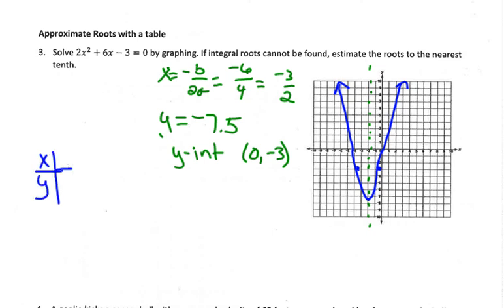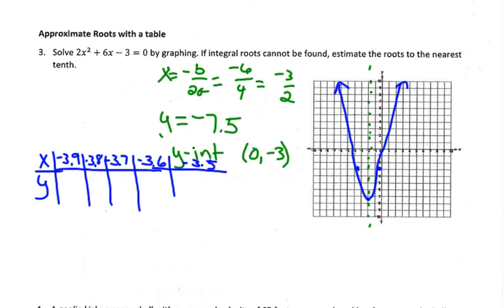And this is going to be all calculator work. I'm going to go up by tenths. So I need negative 3.9, negative 3.8, negative 3.7. I ran out of room, negative 3.6. And we're going to be looking for the value that is closest to 0. Because remember, that's what we want, right?